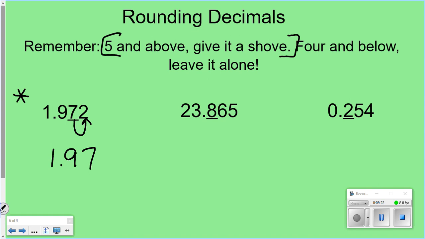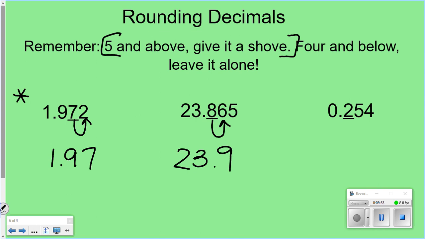So let's look at this one. 23 and 865 thousandths. What place is that 8 in? What's the place value there? Bella? Tenths. So what place value am I really going to look at if I'm going to round this? Yep, the 6, which is in the hundredths. Is it 5 and above? Yes. So what am I going to give my shove? 8. What am I going to shove it to? 9. So this would be my answer.